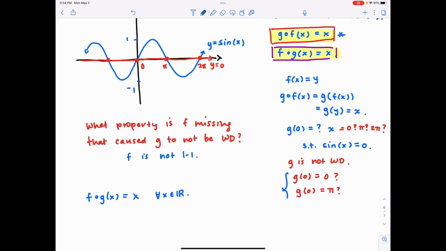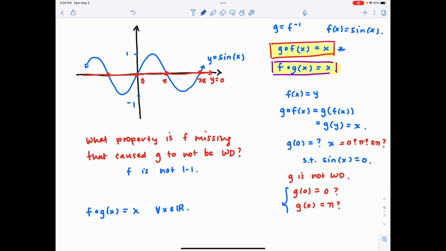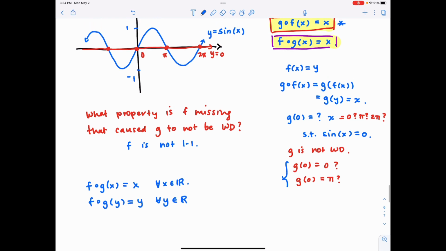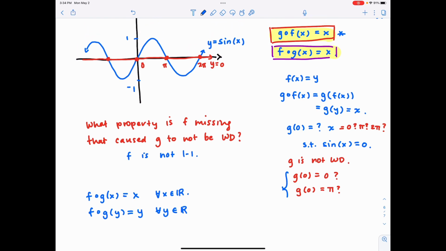Remember, what G accepts is a Y value, and it tells us the X value that took us there. And so from that perspective, you may prefer to consider this in the form F of G of Y equals Y for all Y in R. That's saying the same thing, but it might feel more graphically like the same.